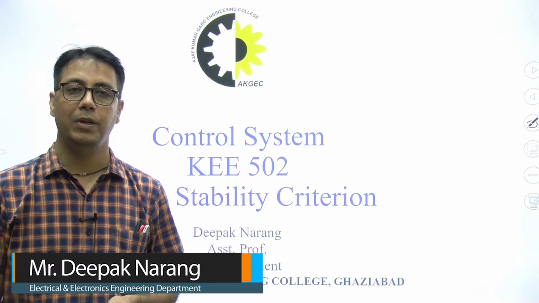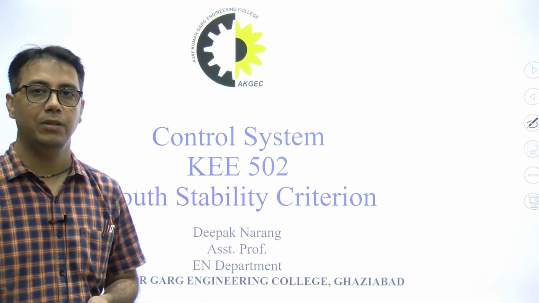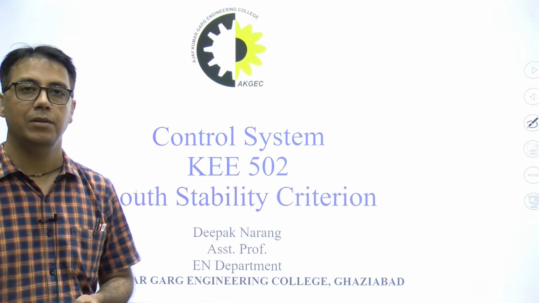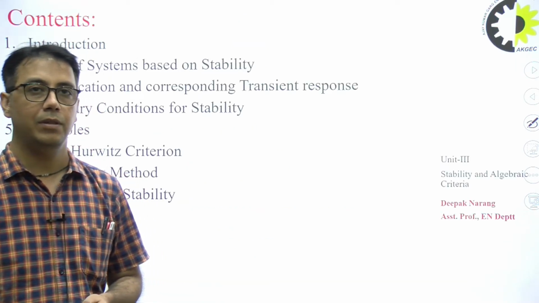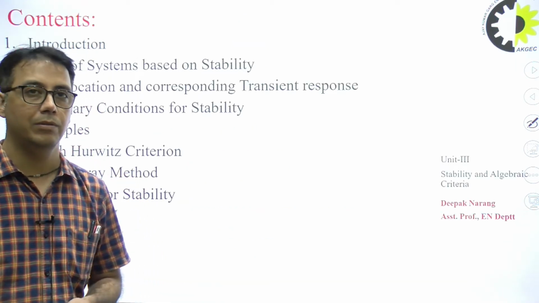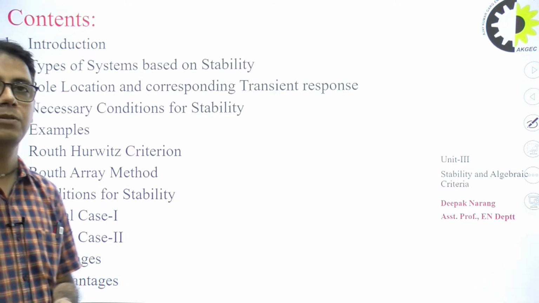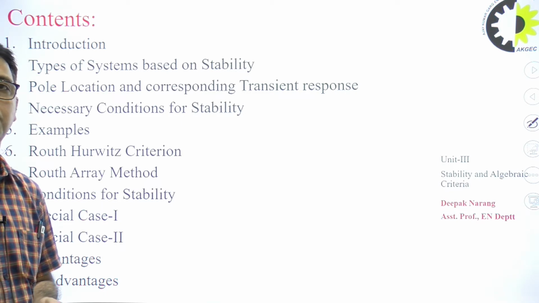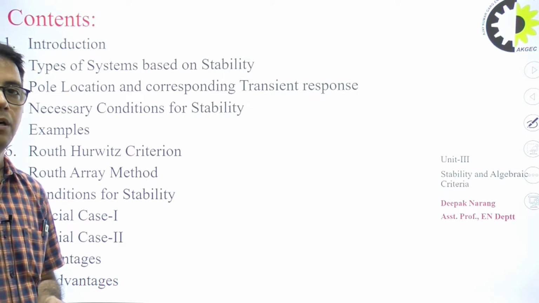The topic of my today's lecture is Routh stability criteria, which is a very important topic for finding the stability of an LTI system. So in this topic, we are going to discuss basically introduction to stability, types of system which are based on stability, pole location and their corresponding transient response, necessary condition of stability, and then how the Routh array is formed and their special cases.